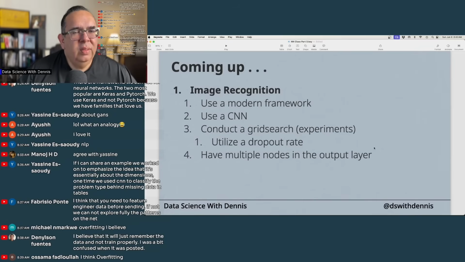You're going to need multiple nodes in the output layer. And in some cases, you're going to have a lot of nodes in the output layer, right?